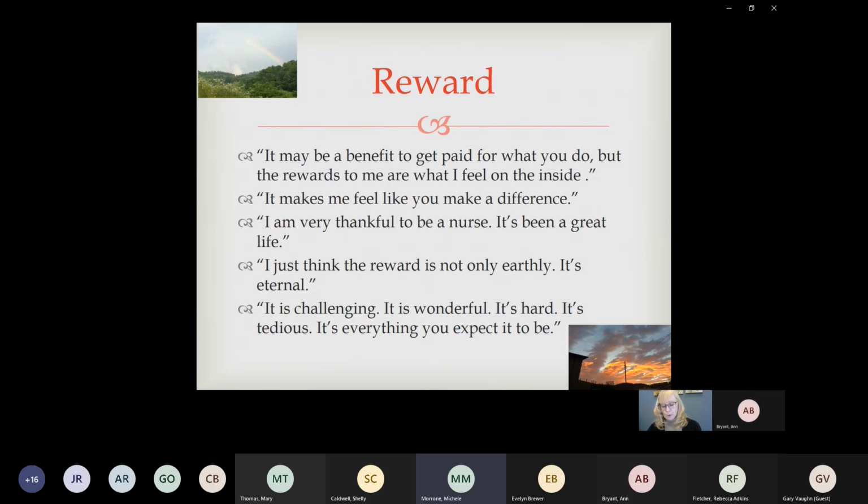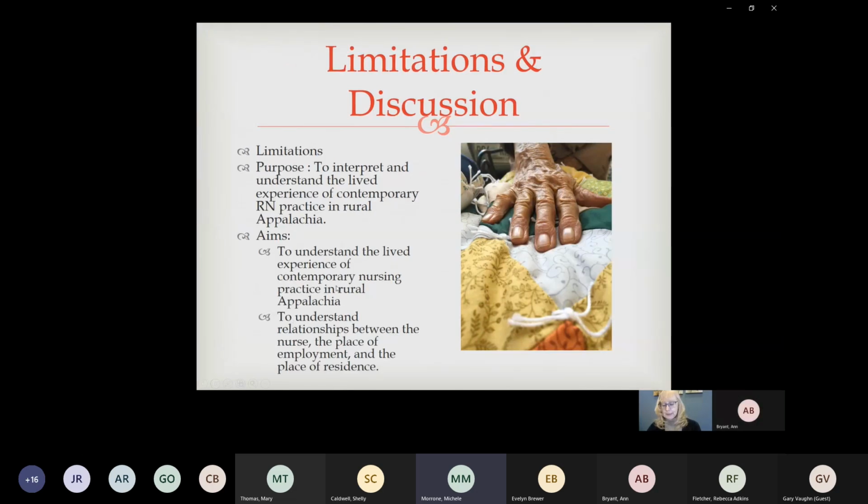Some found long-lasting promise. We wonder why on earth we're suffering and going through this, and the very next day, somebody needs that information. I just think the reward is not only earthly, it's eternal. But through it all, they were realistic. It's challenging, it's wonderful, it's hard, it's tedious, it's everything you expect it to be.